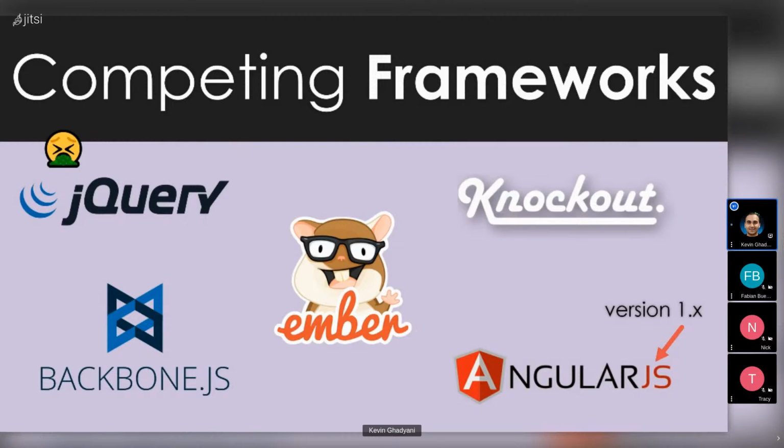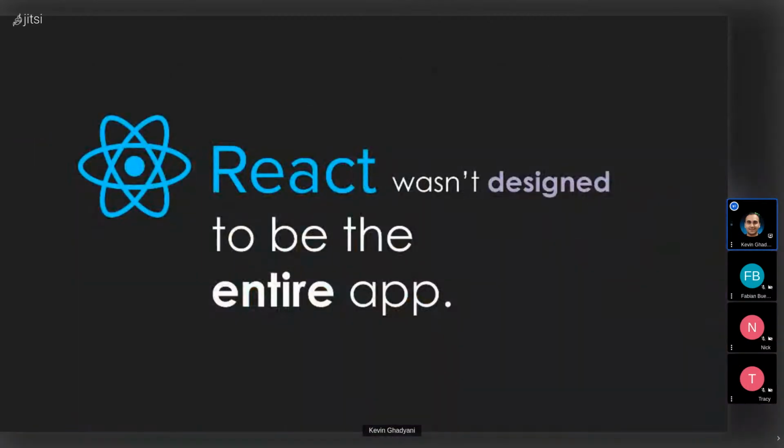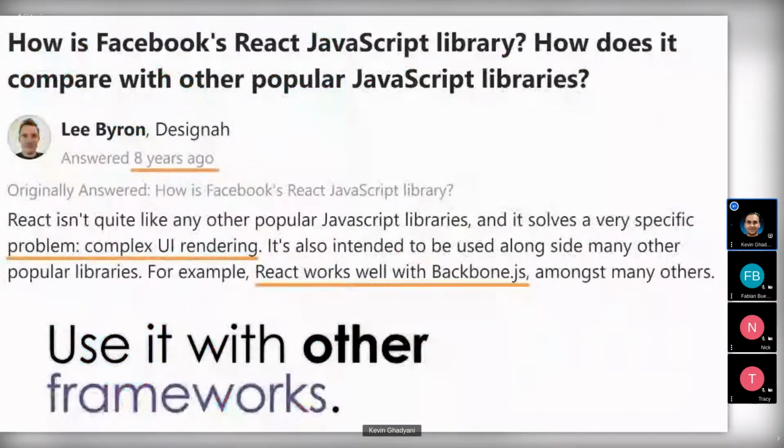You can build your whole app in React. Back then, React wasn't designed to be the entire app. And if you look at this post by Lee Byron 8 years ago, he said that React helps with a problem of complex UI rendering, but it also works well with Backbone. And that's pretty much how it was meant to be: you would have an existing site that had some framework that you used, and then you would add React to it in little pieces where you needed it, because it would help you with those really complex tasks. It wasn't really meant to be the whole site.